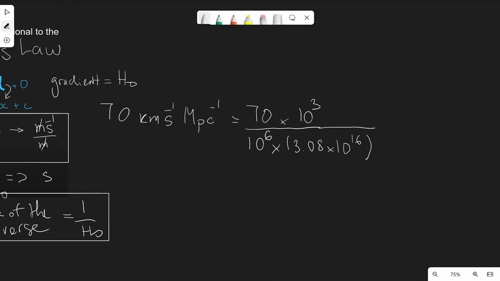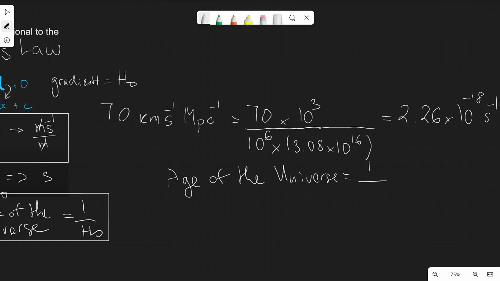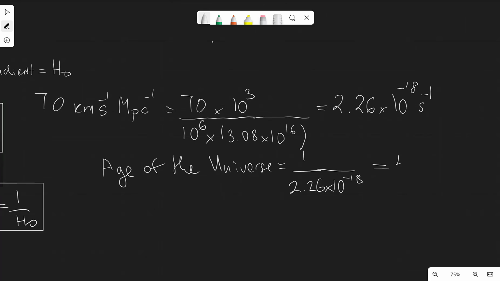And if we put this into a calculator, we are going to find a value of Hubble's constant in SI units to be around 2.26 × 10^-18 s^-1. Now, from this value, we can actually calculate the age of the universe, which is just 1 over the value, so it'll be 1 over 2.26 × 10^-18.